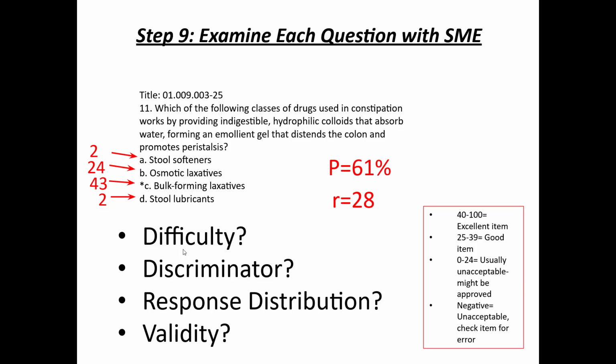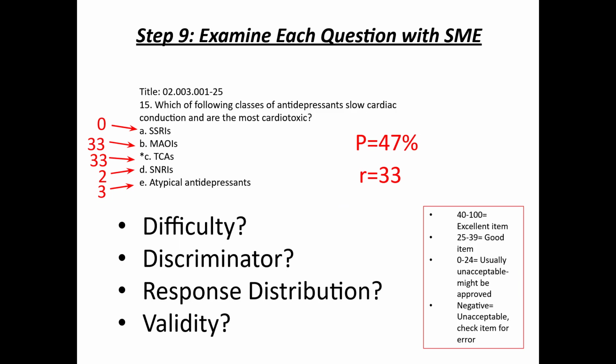Let's do just one or two more, okay? Here's a good one. Which of the following classes of antidepressants slow cardiac conduction and are the most cardiotoxic? The difficulty is 47% and the discriminator was 33. So it's a fairly good item. It's a difficult item, but it's fairly good. I wouldn't say the majority got it right, because the difficulty is 47%, but 33 students chose the right answer, which is tricyclics.